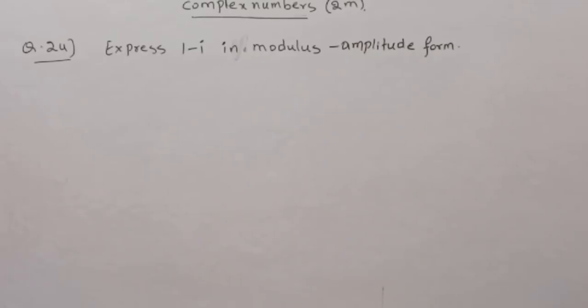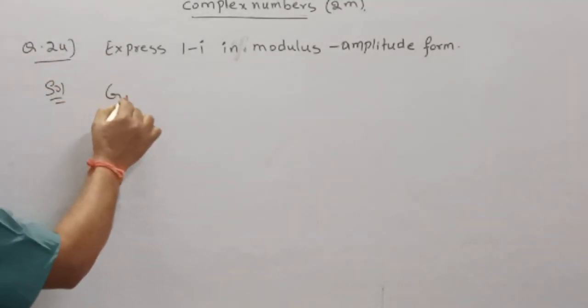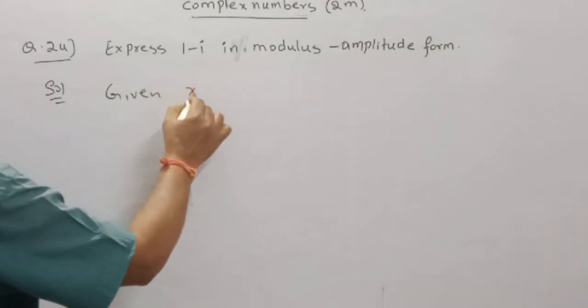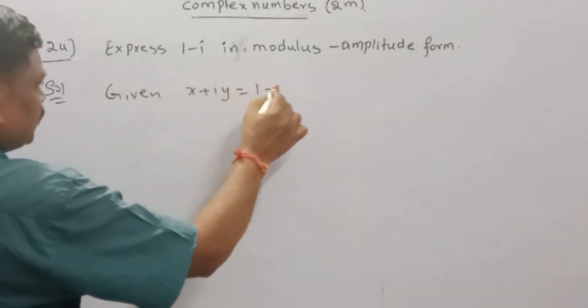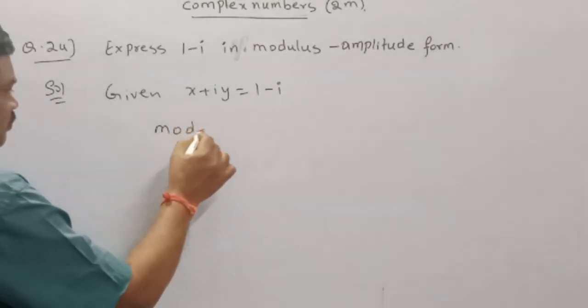Here we have a problem from complex numbers. Express 1 - i in modulus amplitude form. So here you see, given x + iy is equal to 1 - i. Mod amplitude form.